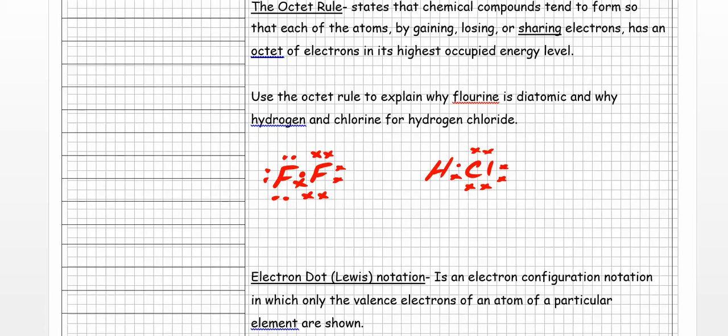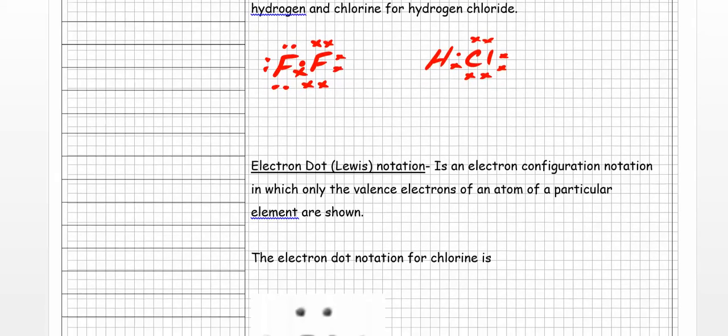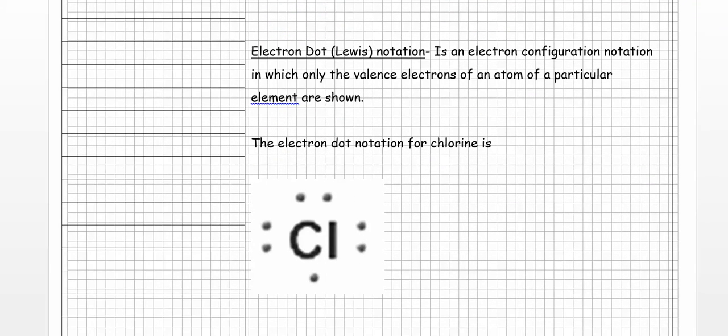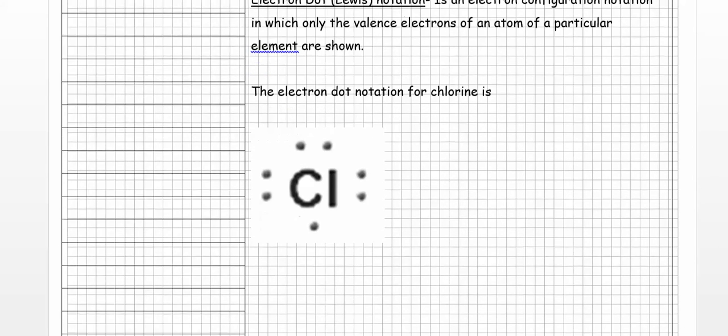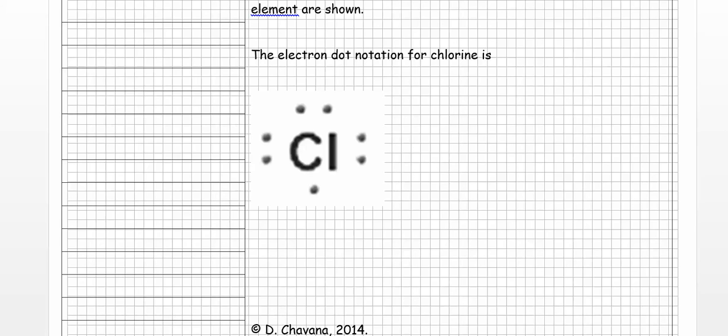All right, now I've already introduced this concept of electron dot or Lewis notation in illustrating these, but I want to do it in a more formal way. What do we mean by electron dot or Lewis notation? Well, it's an electron configuration notation in which the only valence electrons of an atom of a particular element are shown. So we're only concerned about outer shell electrons, right? Let's take a look at chlorine. Chlorine is in the 17th column. It has 7 valence electrons around it, right?